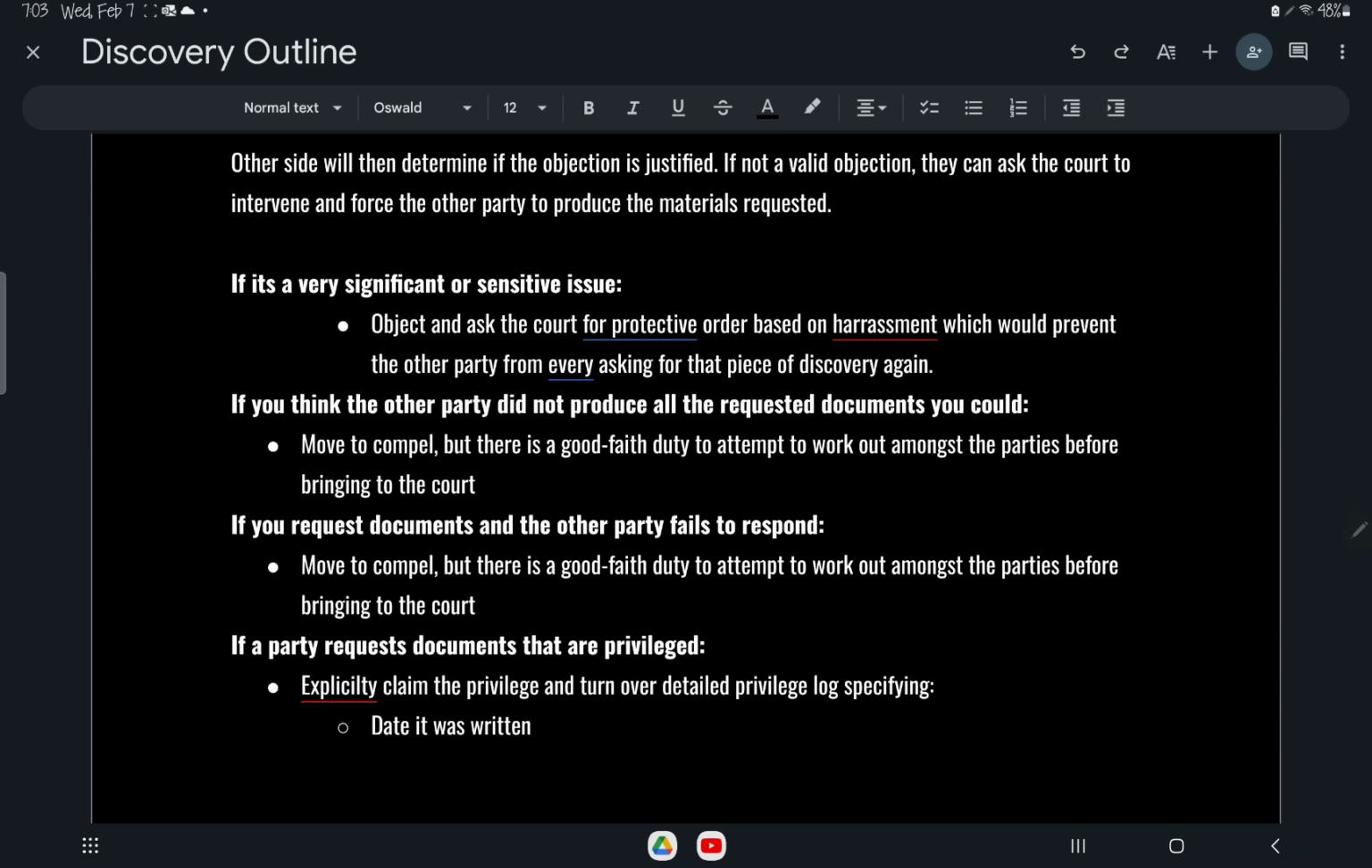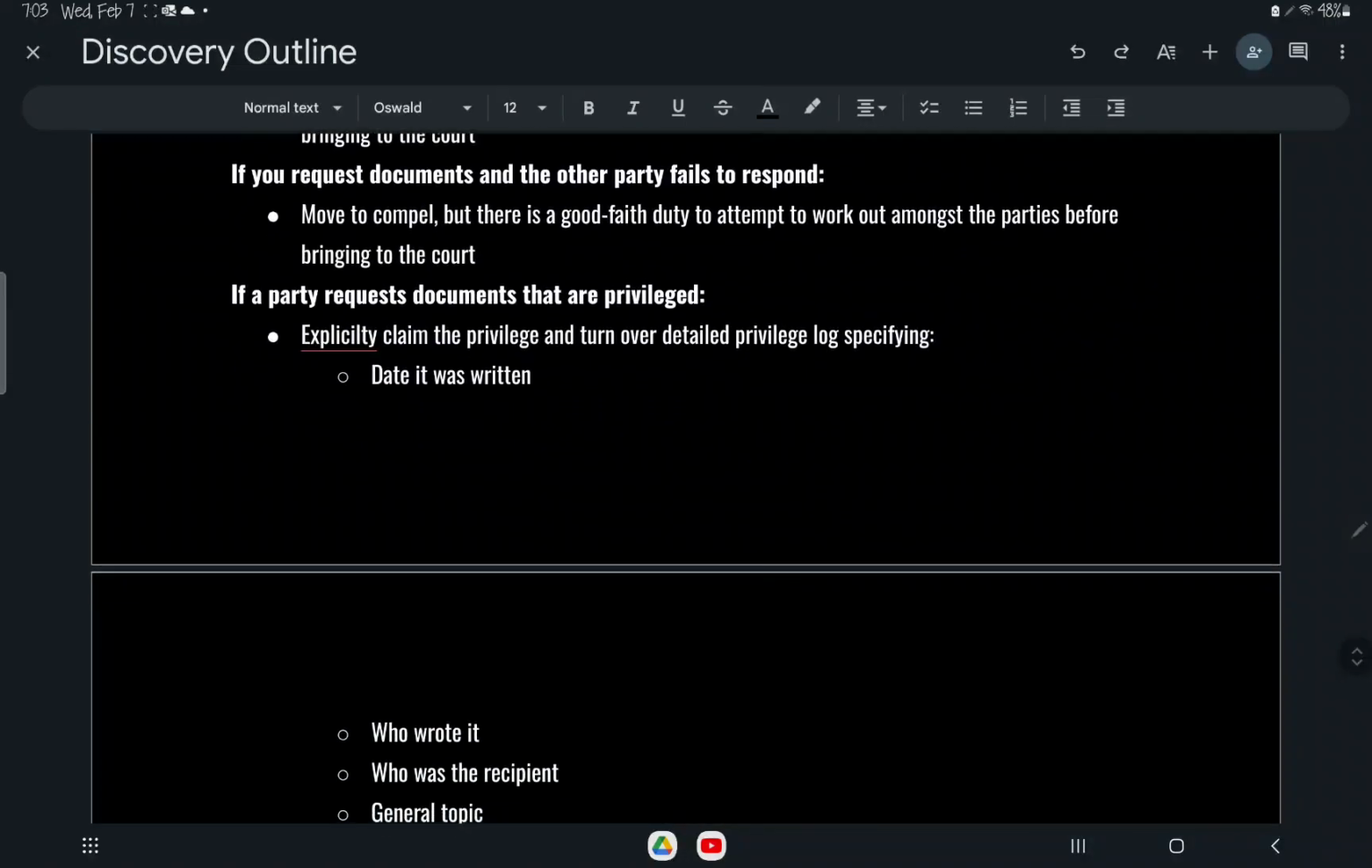If you think the other party did not produce all the requested documents, you can move to compel, but there is a good faith duty to attempt to work out amongst the parties before bringing it to the court. If you request documents and the other party fails to respond, you can also move to compel, but again, there is a good faith duty to attempt to work out amongst the parties before bringing it to the court.